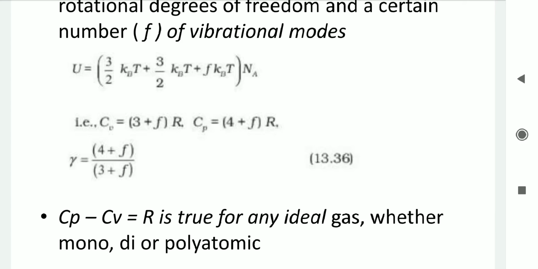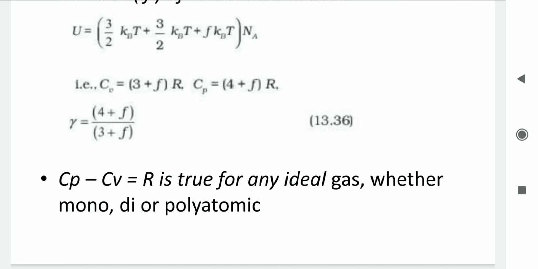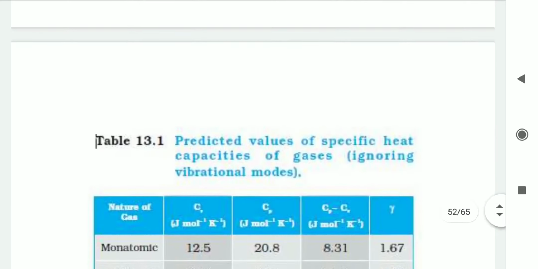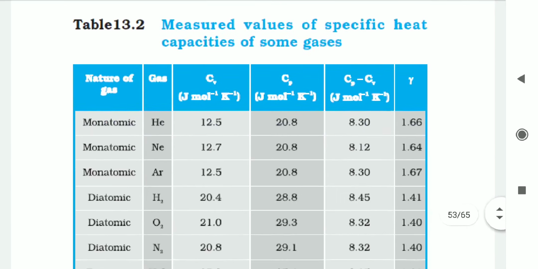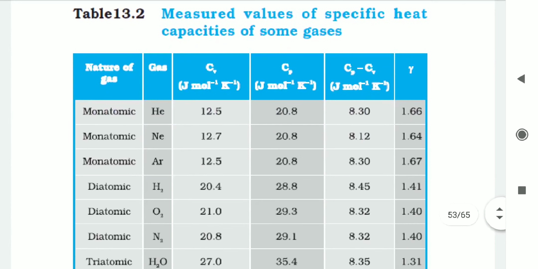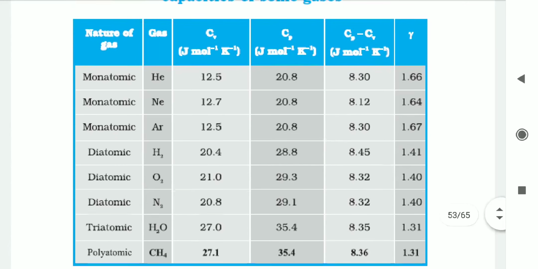So here Cp minus Cv equal to R is true for any ideal gas, whether it is a monoatomic gas or diatomic gas or polyatomic gas. Here one table is given which gives you the specific heat capacity of gases. Here the vibrational modes are avoided. Now another table is given which gives you the specific heat capacity of some gases in terms of Cv, Cp and gamma value.